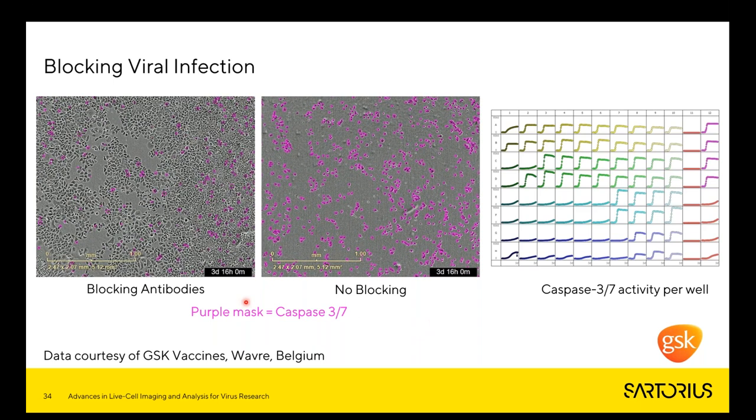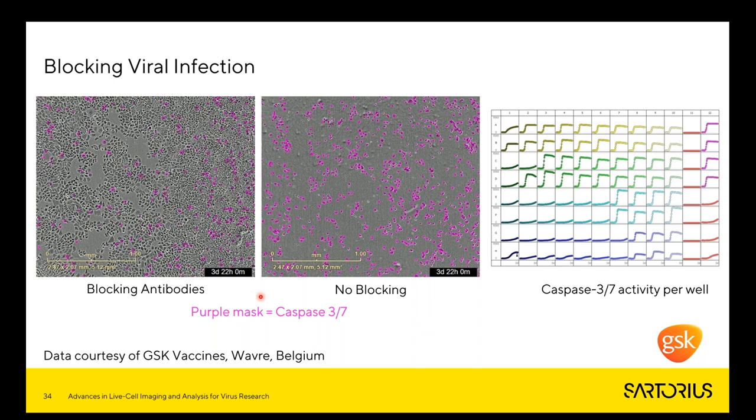And what we can very nicely see in these two videos here is that when utilizing these blocking antibodies, the apoptosis signal is significantly decreased, which essentially shows that the host cells are being protected from infection and subsequent apoptosis in this very nice, again, functional assay.